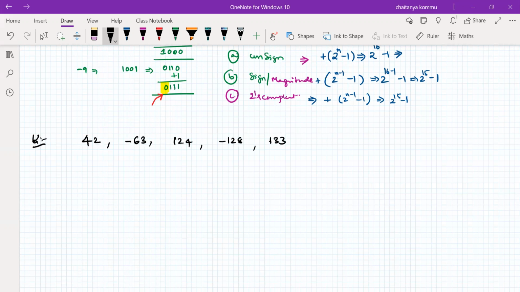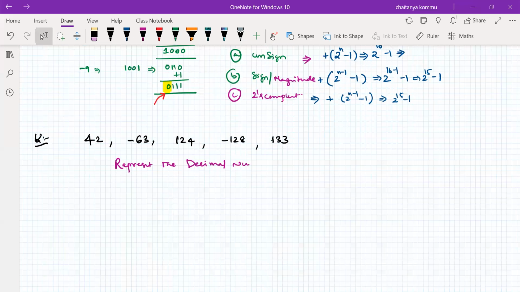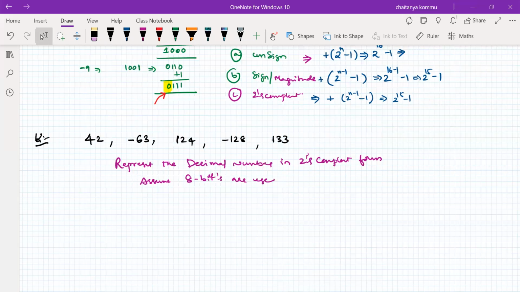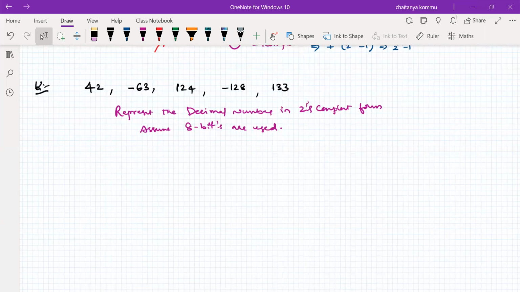So the question is, represent the decimal numbers in 2's complement form. Assume 8 bits are used. How many bits are used? 8 bits are used.